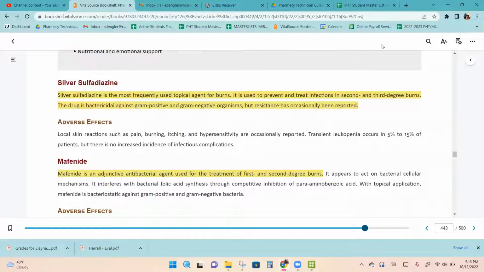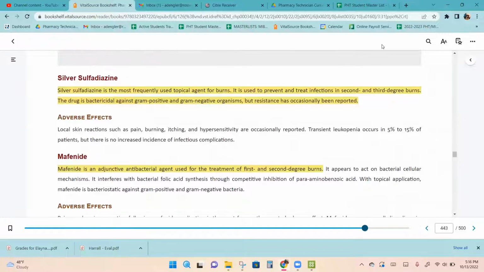Silver sulfadiazine is the most frequently used topical agent for burns. It is used to prevent and treat infections in second and third-degree burns. The drug is bactericidal against gram-positive and gram-negative organisms, but resistance has occasionally been reported.